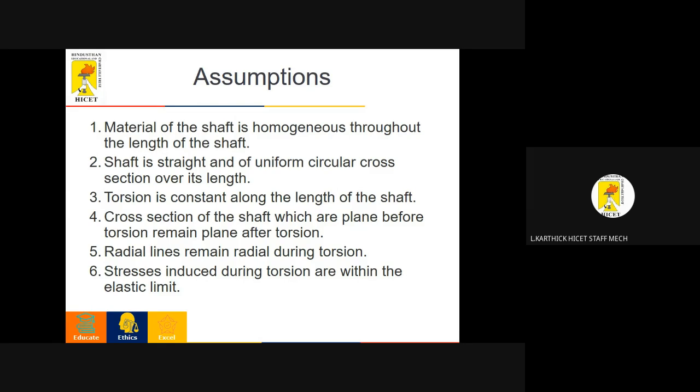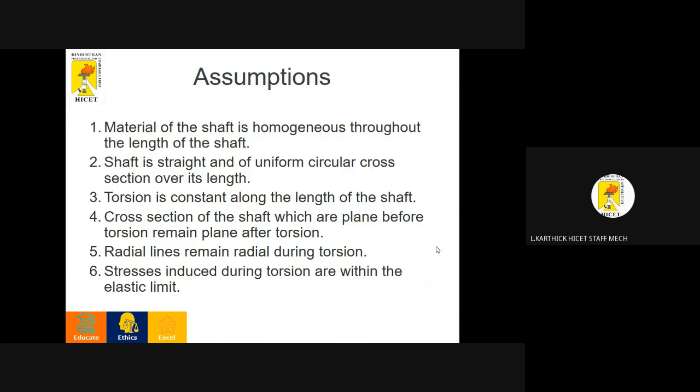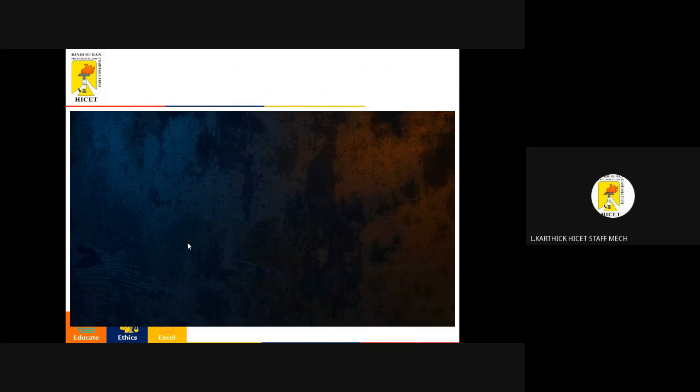By using these assumptions, and taking them as a reference, we solve the problems. Let me go back to the second slide. See, look here, the red dotted lines, which would be a plane. After twisting, it remains the same plane; it may not be deviated. That's the point indicated here: the fourth point, the cross section of the shaft with a plane before torsion remains plane after torsion. Okay, and just try to look at this video regarding torsion.